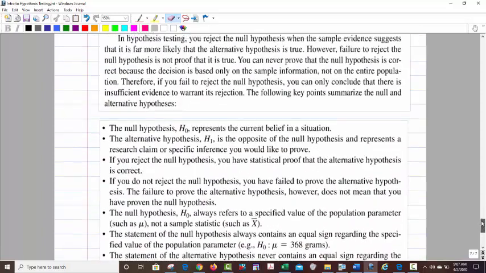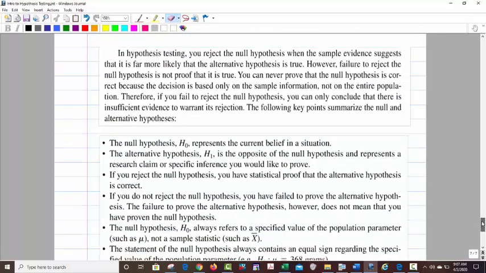Here's kind of a little summary page here. Here's something I was saying earlier, that failure to reject the null hypothesis is not proof that it's true. It says you can never prove the null hypothesis is true. You can just not reject it. Yeah, this is very good wording here. If you fail to reject the null hypothesis, you can only conclude that there's insufficient evidence to warrant its rejection.